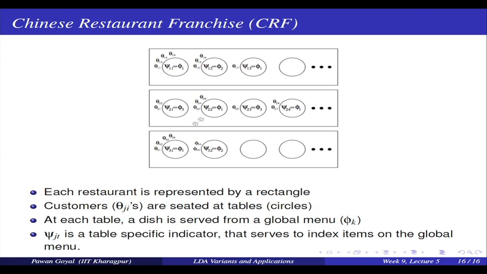So you are seeing each restaurant is modeled by a rectangle. Each customer is seated at a table, and each table serves a dish from a global menu. So this is a table indicator. By modeling this, you will now know the assignments of your different words to different topics in all these documents. The interesting thing is that you did not have to tell in advance how many topics you need; the model can itself learn that from the observations.